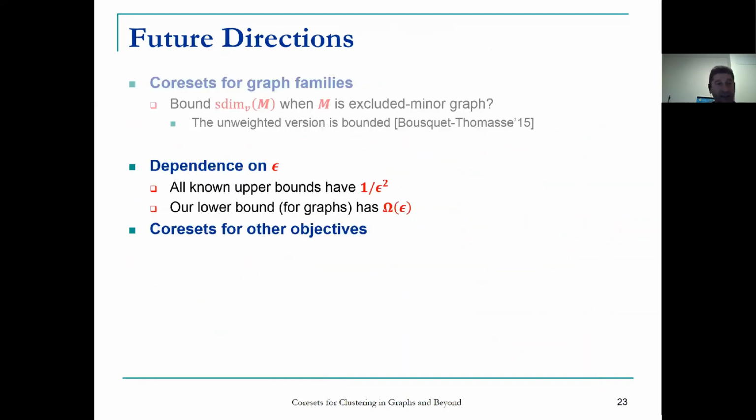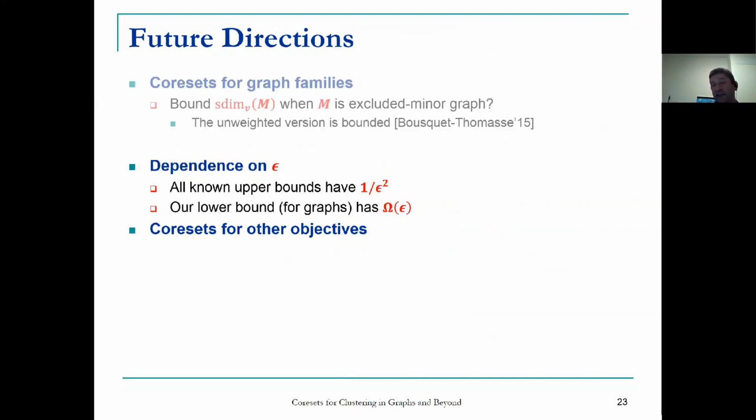Okay, so I'm going to stop here with this technical material. I just want to say that I think these coresets, we showed coresets, and it's still open whether you can get a good bound on shattering dimension for excluded-minor graphs.